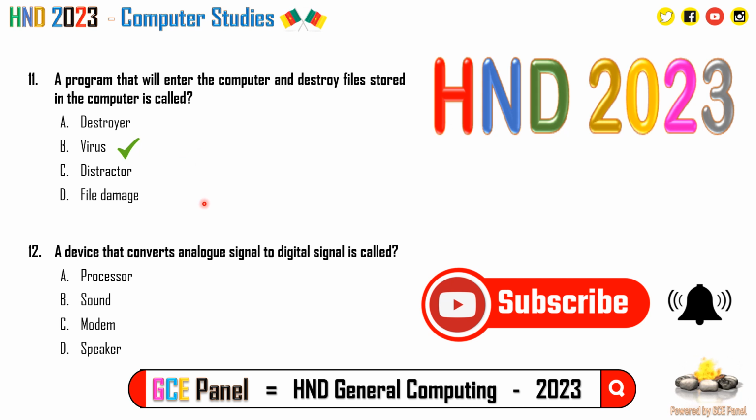Question 12. A device that converts analog signal to digital signal is called, so these are transducers, right? All right. So what will convert an analog signal to a digital signal is actually a modem. It will convert an analog signal to a digital signal. So take note. You cannot take a speaker here, because what's coming out, you cannot really call it a digital signal.